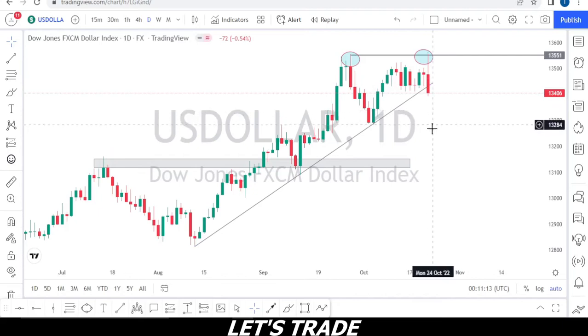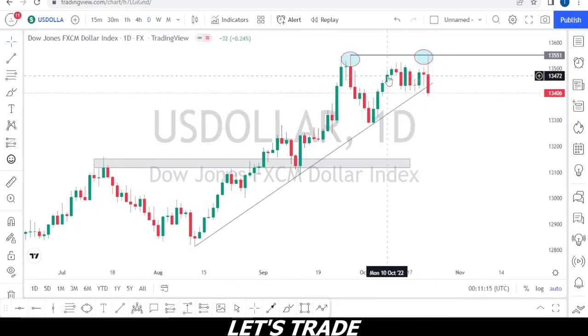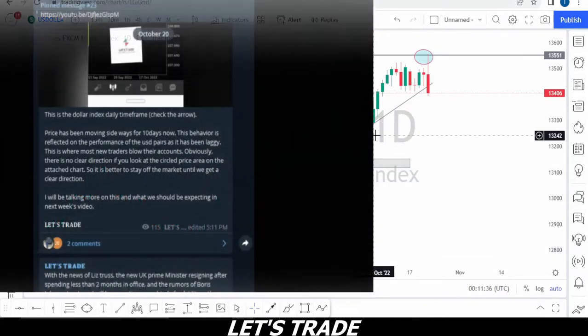Obviously, this is the daily candlestick chart. So as you can see, looking left, we had price moving sideways for more than 10 days. Let's count: 1, 2, 3, 4, 5, 6, 7, 8, 9. Around 10 days of price action moving sideways. So there was a lot of confusion in the market. Traders were confused whether to buy or to sell. I even sent out a disclaimer in the group to be careful.